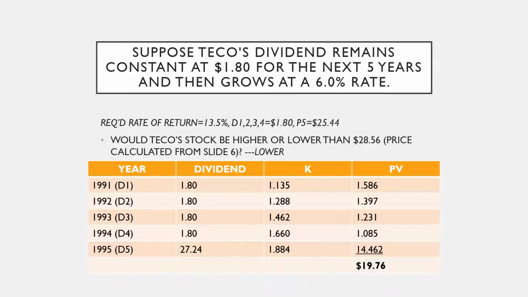Suppose Teco's dividend remains constant at $1.80 for the next 5 years and then grows at a 6% rate. Would Teco's stock be higher or lower than the $28.56 calculated from slide 6? Under these circumstances, the computed value was $19.76, lower than the computed $28.56. The computed value is lower because the dividend remained constant for 5 years, affecting the price in year 5.